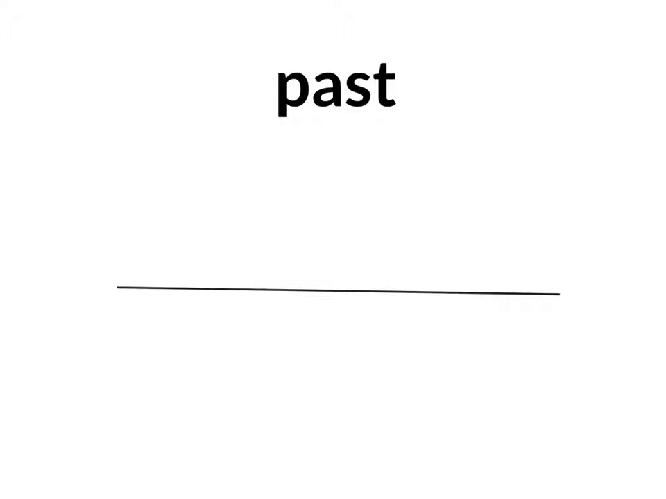Past. We think to spell p, a, s, t. It's important to remember that this is past, like the opposite of future. It sounds like the word passed, like I just passed by your house, but it is a different word. Past, like the opposite of future.